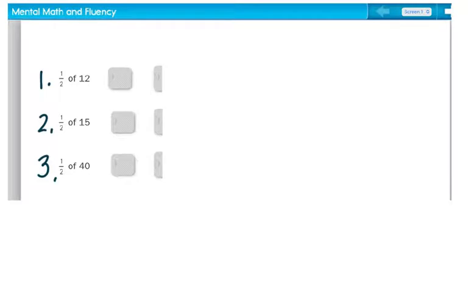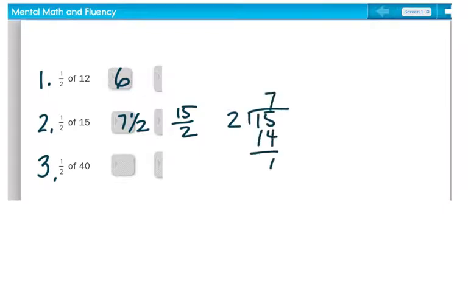So 1/2 of 12 is 6. 1/2 of 15 is 7.5, or you could say 15 halves, and then you would just find out how many: 14 with the remainder of 1. 1/2 of 40 is 20.